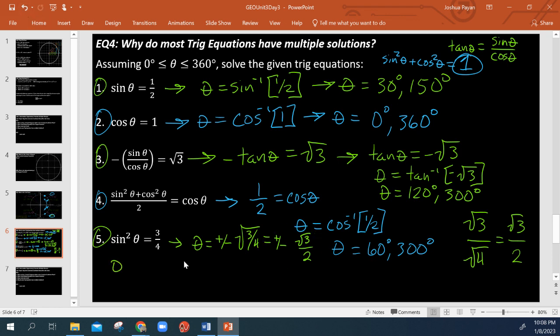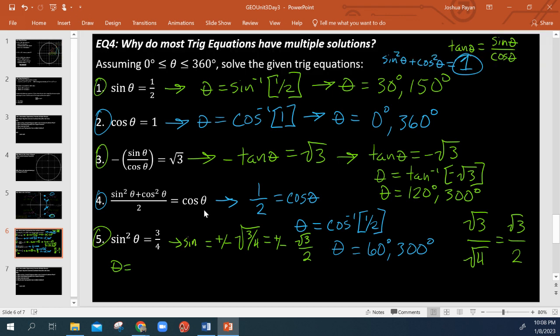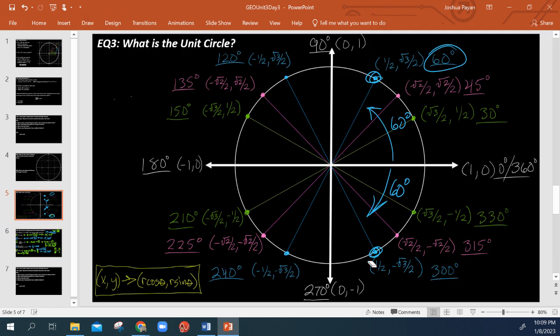So now I know sine theta is equal to, I had a brain fart, it shouldn't be theta, it's sine theta. So now we take the arc sine, and we can say that theta is equal to the arc sine of plus or minus the square root of 3 over 2. So that means we have our two solutions for the positive square root of 3 over 2 and our two solutions for the negative square root of 3 over 2.